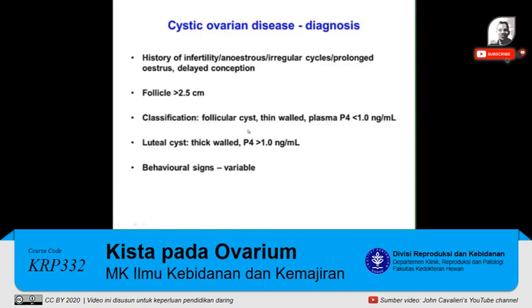We can classify them as follicular cysts, being thin-walled, where progesterone is less than 1 nanogram per mil, or they'll be luteinized and thicker walled, and progesterone will be greater than 1 nanogram per mil in peripheral blood samples. Behavioural signs are variable. Again, they can be anestrus, erratic, nymphomaniacs, etc. Most situations, they're just cows within the herd that are not getting pregnant or the farmer hasn't seen in heat.